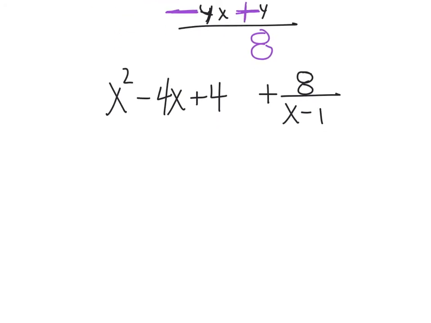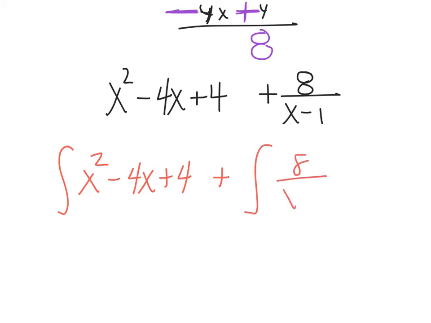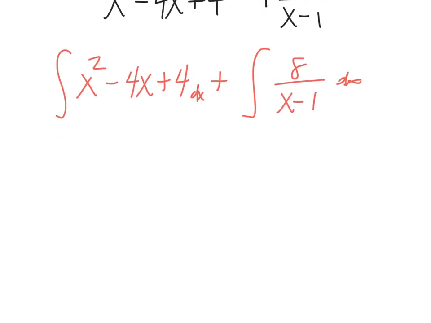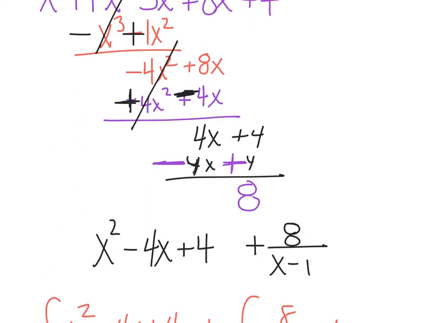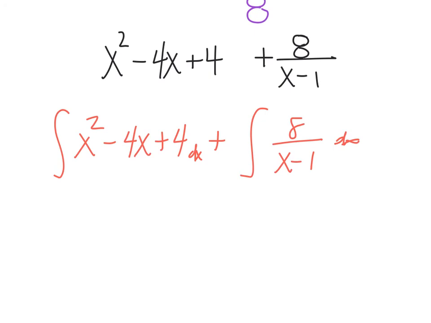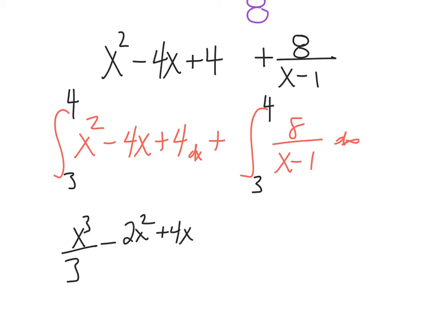And now we'll go ahead and integrate. So we're going to slap an integral around the x squared minus 4x plus 4, plus the integral of 8 over x minus 1. Got my dx's. All right. So lastly, I already lost my bounds. Let me go back. It was from 3 to 4. All right, so I end up with x cubed over 3 minus 2x squared plus 4x. And I'll have to carefully plug in my 3 and my 4.